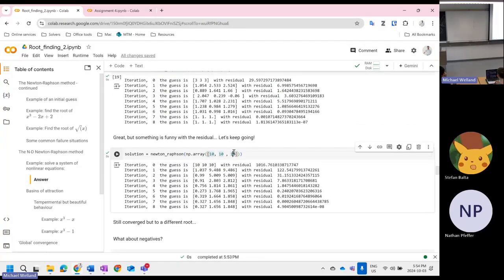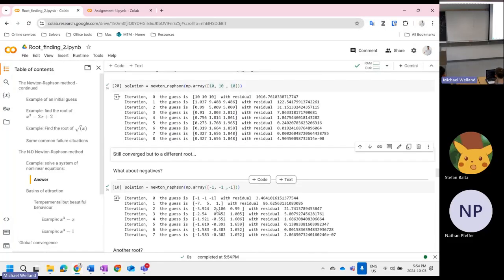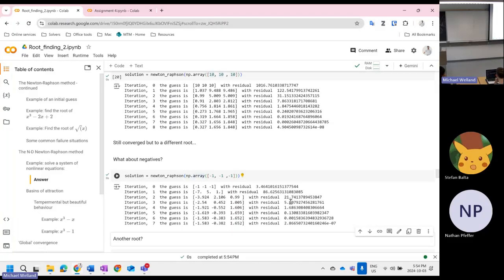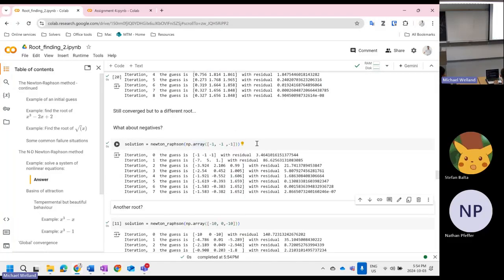So there's something funny going on here. But let's keep going. Let's try 10, 10, 10. And we also converge. This one, the residual is nicely decreasing, but we found a different root entirely. What if we try negative numbers? Minus 1, minus 1, minus 1. Right here again, we see something funny going on with the residual. And again, we find yet another root.